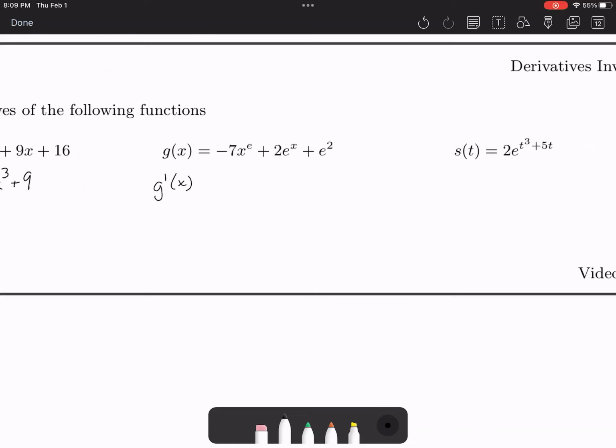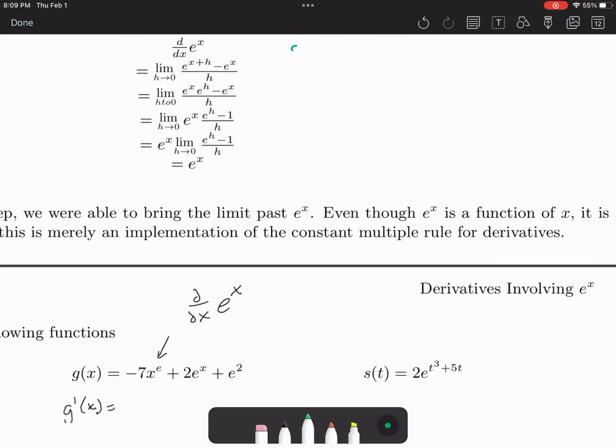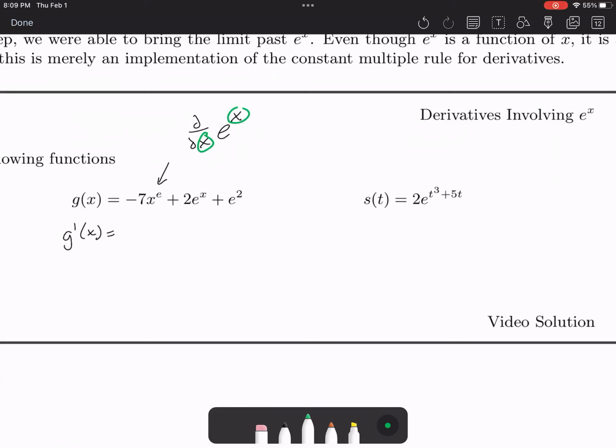G prime of x. Now, even though this has an e in it, it is not of the form e to the x. Right? Notice where your variable is. So this is just a power rule. This will differentiate to minus 7 times e, because the e moved down, x to the e minus 1.